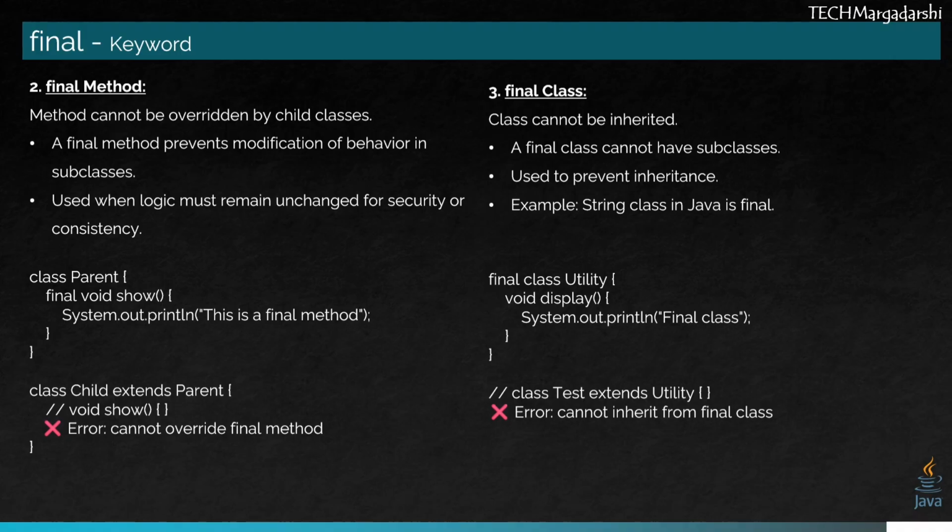Next, a final class. When a class is declared as final, it cannot be inherited. This means no other class can extend it. Final classes are used when we want to prevent changes to the class structure. A real world example is the String class in Java. It is final to maintain immutability and security. So remember, final method prevents overriding and final class prevents inheritance.